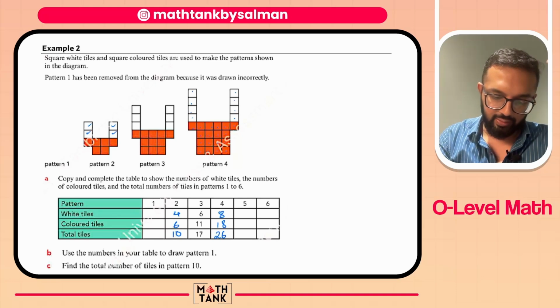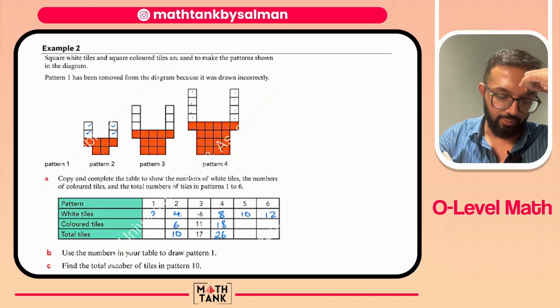Okay, do I see a pattern? Yes, I see a pattern. This is 4, 6, 8, 10, and 12. That's what the pattern should be. So this should be 2. And this pattern says that you have 6, 11, and 18. So I've added 5, then I've added 7, then I should add 9. That's 27. And then I should add 11.